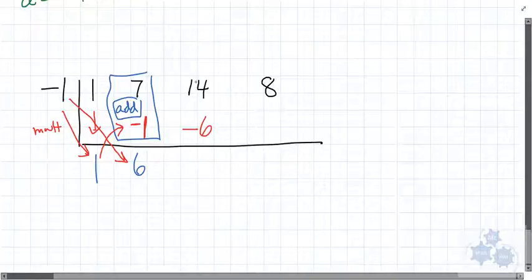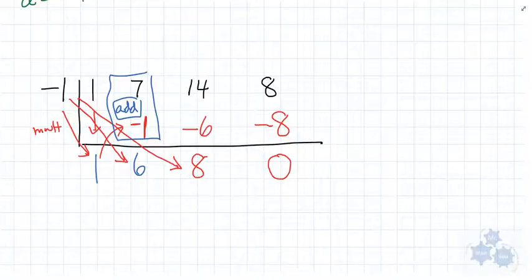Then you add the column to get +8. Cycle number 2, done. Cycle number 3, let's give her. -1 times 8 is -8. And we add these two numbers and we get 0.